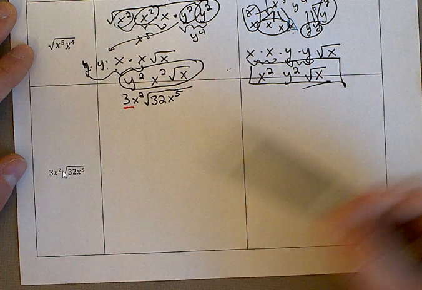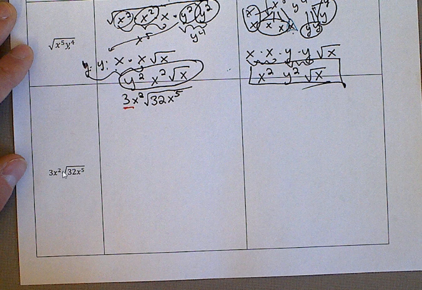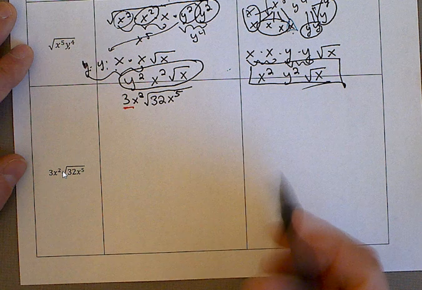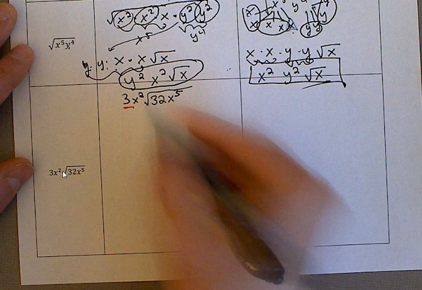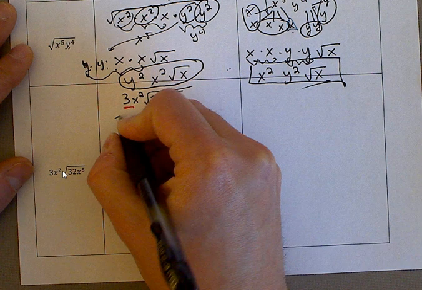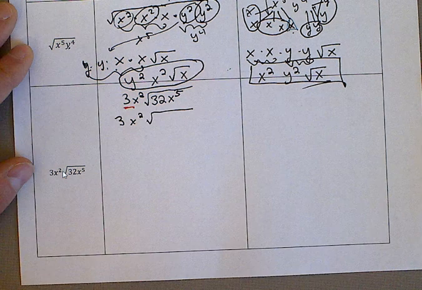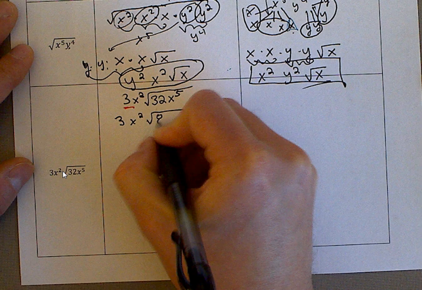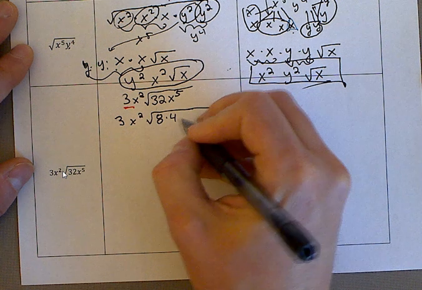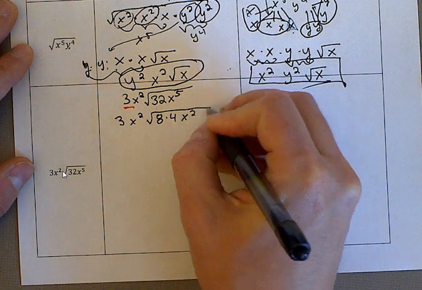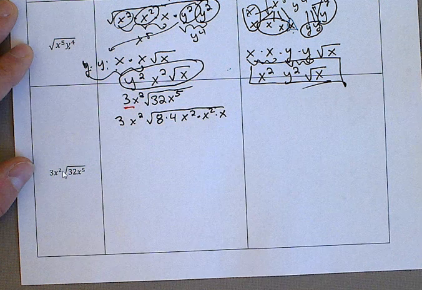And again, just like we talked about in the first two examples, we can break up the 32. In this way, we can break up 32 into a product and then look for what makes perfect squares. And so we'll just keep the coefficient on the outside. We can break up the 32 into 8 times 4. And then the x to the fifth, we can go as x squared times x squared times x.